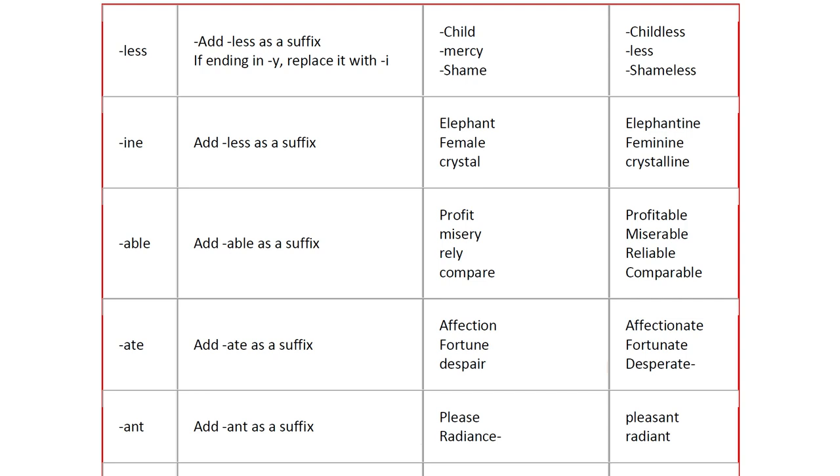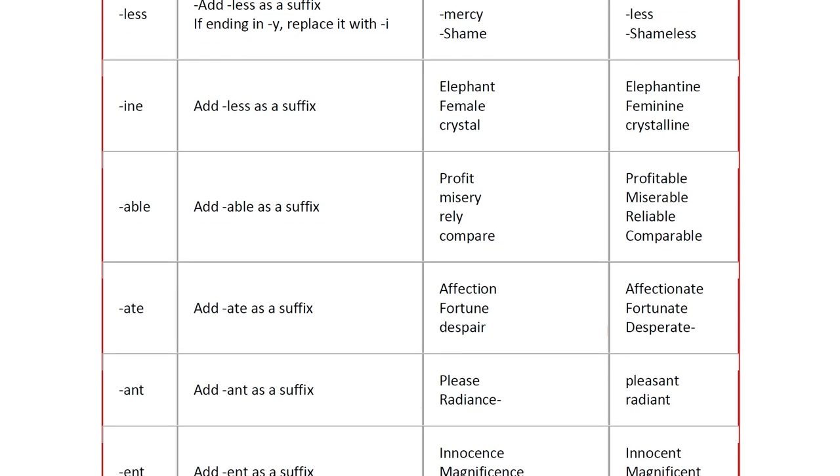Then adding INE. Oh, this is also a mistake over here. Add INE as a suffix, not less. You make a change here, please. Instead of add LESS, you write add INE as a suffix. Yes. Elephant, elephantine. So you didn't make any change here. You just added INE. Female, feminine. This is totally different, so please underline it. Crystal, crystalline. They are stressing on the L, so that's why it's written twice.